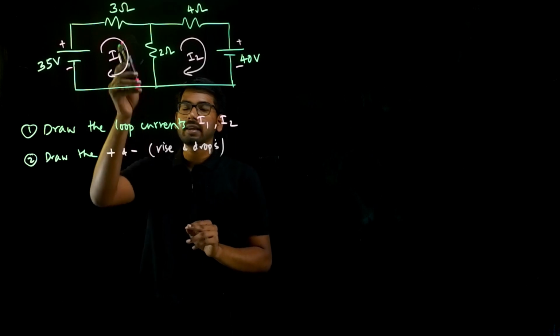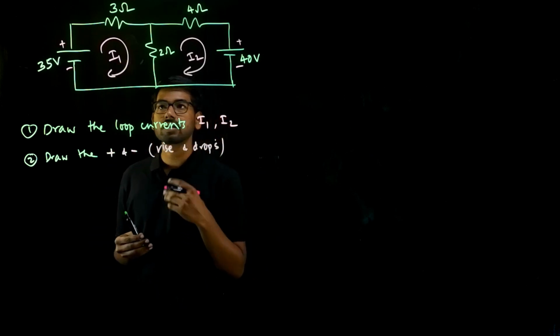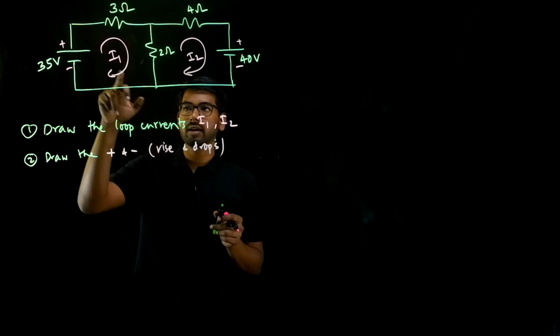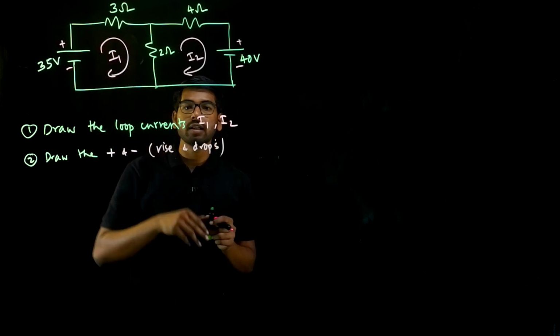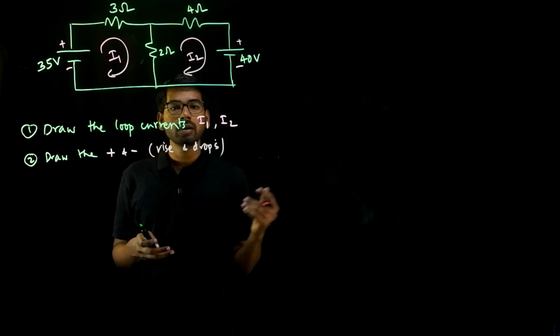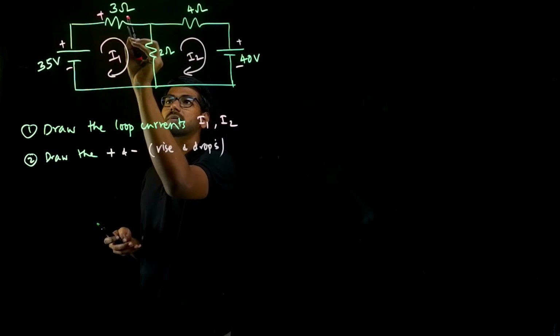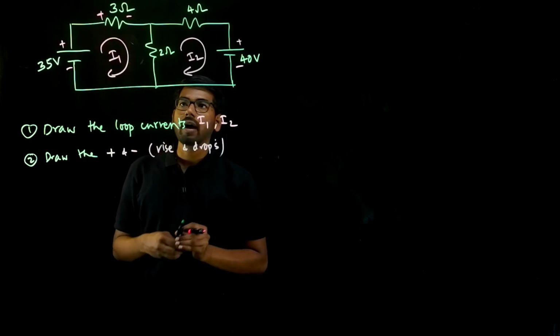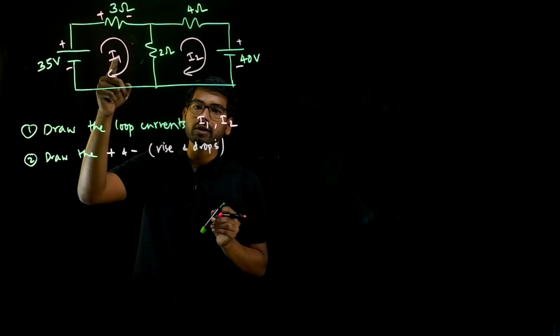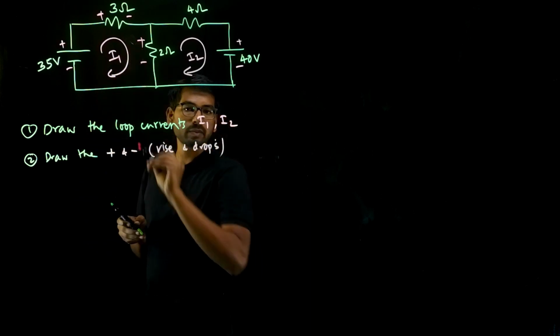In case of resistors, we must see how the current is flowing. So the current I1 is flowing from left to right. The current always flows from positive to negative. So if the current is from left to right, this must be positive and this must be negative. And in case of 2 ohm, the current I1 is flowing from top to bottom. So this must be plus and this must be minus.